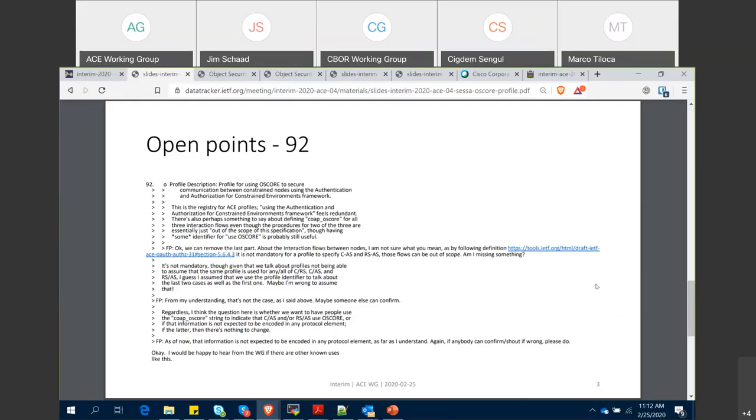So my understanding from the framework is the profile can optionally specify what is the protocol or the security protocol used between client and AS and RS and AS, but they don't have to. That is my understanding as well. And then what he's asking is, okay, where do you put this information? But I guess that's just that you want to indicate a client and AS are talking OSCORE as well. Where do you encode that?